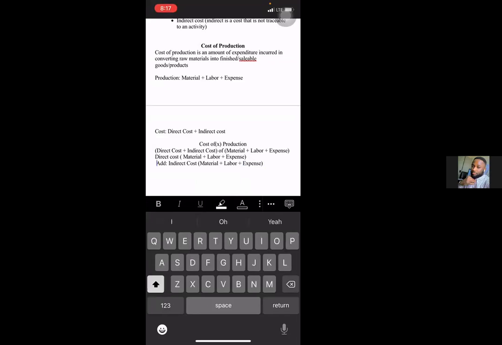Okay. So with the first one, under direct, you would have direct cost times material. And what would that give us? Direct material cost. Very good. So we have direct material cost, plus direct cost times labor, that'll give us direct labor cost. And the last one is direct expense cost.